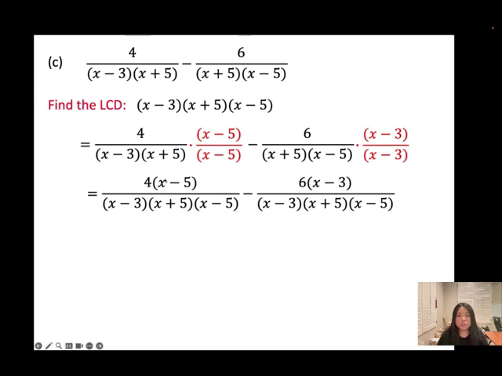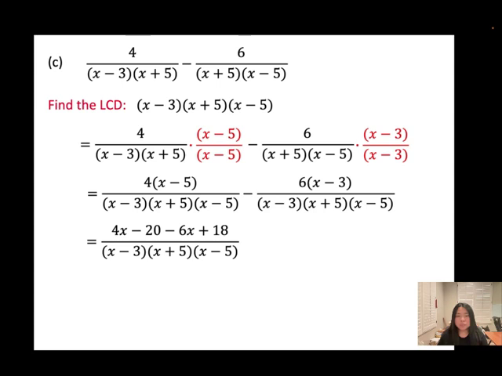Once they have the same denominator, you could combine the like terms. So first, you want to distribute one by one. Distribute it. And then combine the like terms. So 4x minus 6x, that will be negative 2x minus 2. Okay, you can't simplify it. So that will be your final answer.